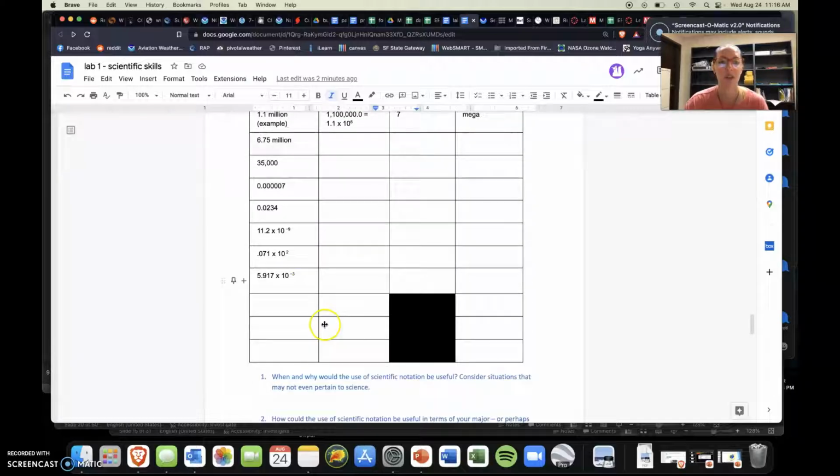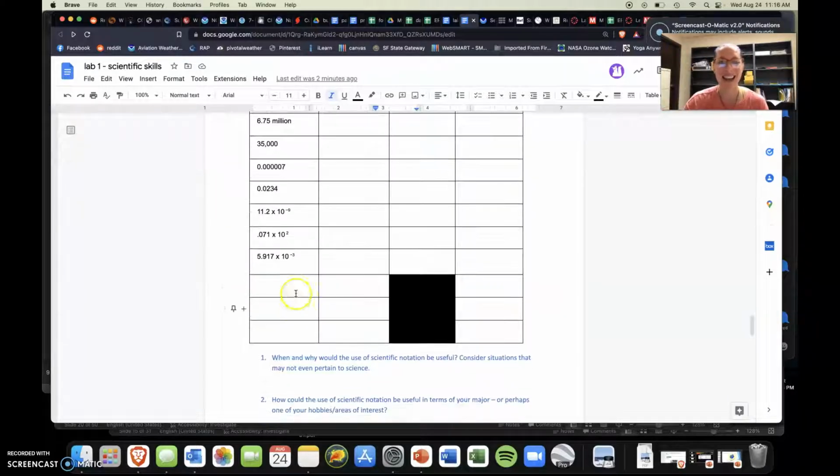All right, and then you'll notice that you have 3 blank rows here, and I just want you to come up with your own examples. So you'll just kind of type out some numbers and call it a day, either into or out of scientific notation.